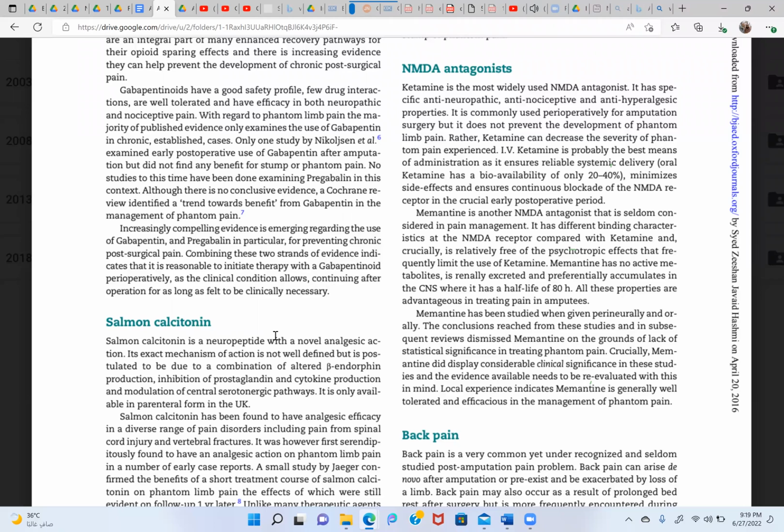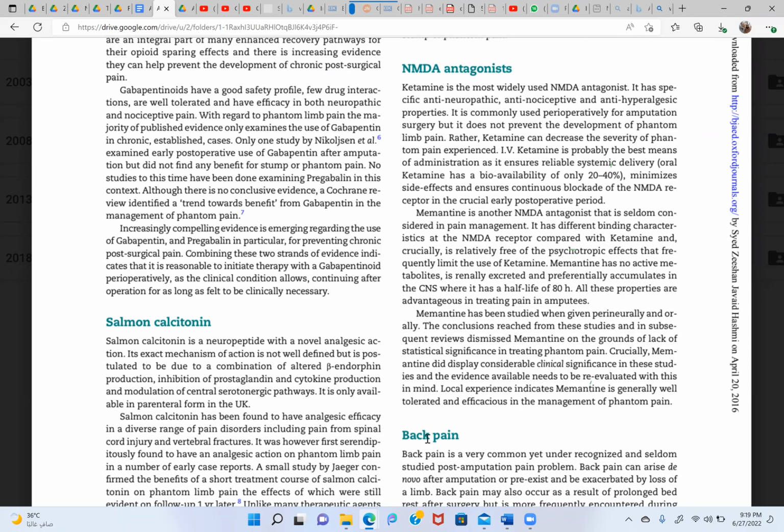You should try to stay on the basic simple things first: antidepressants and anti-epileptics. There is a role of ketamine. There is a role if you are putting epidurals or perineural catheters, it will be helping. And there are some new strategies.